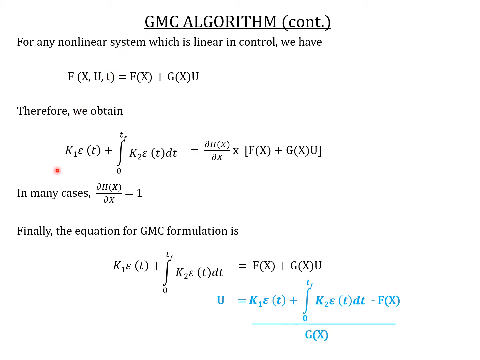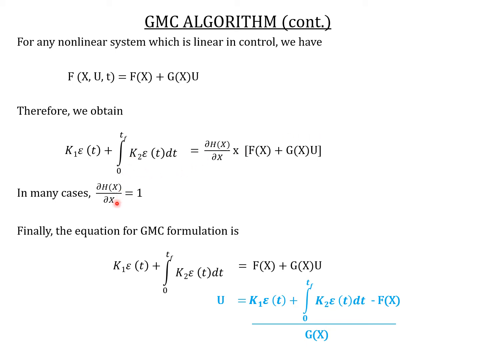Therefore, we can obtain, as we've just seen in the formulation of GMC, K1 epsilon plus the integral of K2 epsilon dt from 0 to tf, whatever time frame we are integrating to. This is equal to dH(x)/dx times f(x) plus g(x)u, which is given in this form from the previous slide. As I said, I can't go back to the previous slide because it will lose the recording, so you can remember it or look back for yourself.